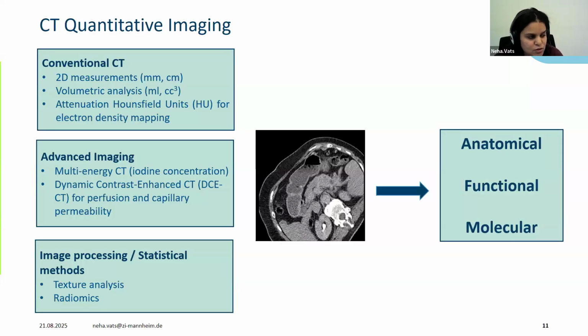I will not discuss this more in CT, as I'm going to discuss texture analysis and everything in the MRI part. So we will see that in the next slides.